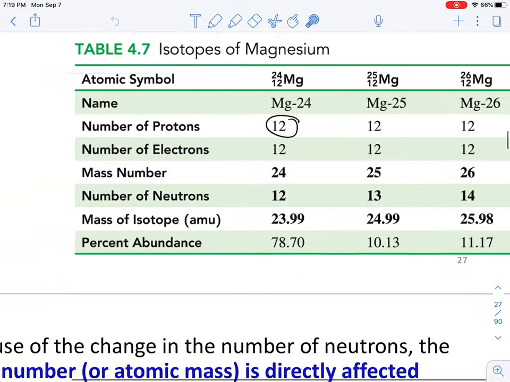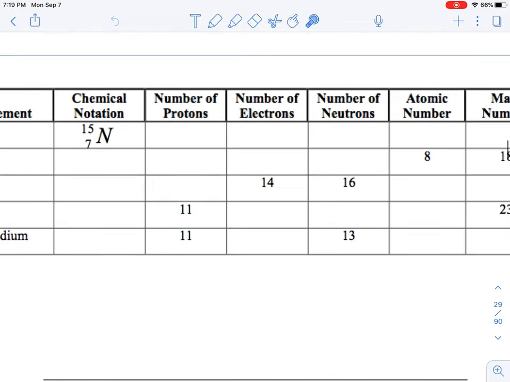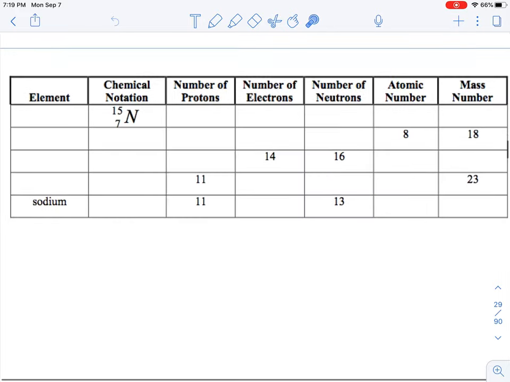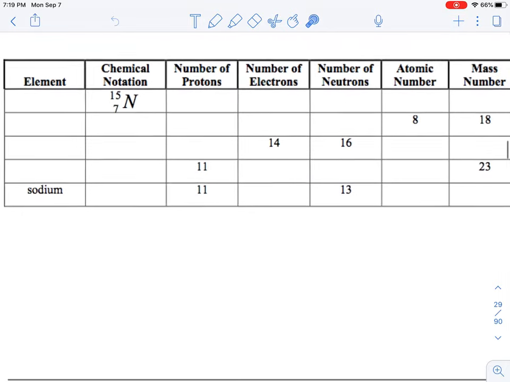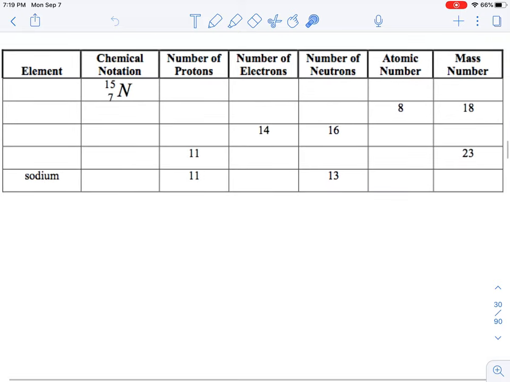All right, cool. So now that we've gone through that, we're going to go ahead and work through a few examples on this chart, just to give us some practice on how to write the nuclide notation, amongst other things. So let's go ahead and start.